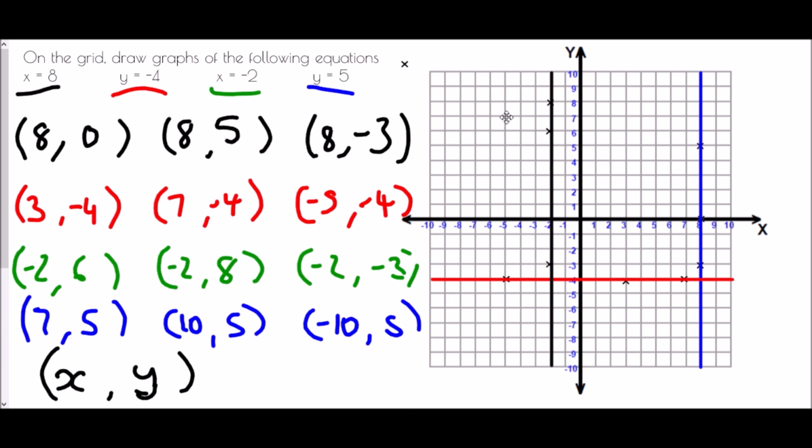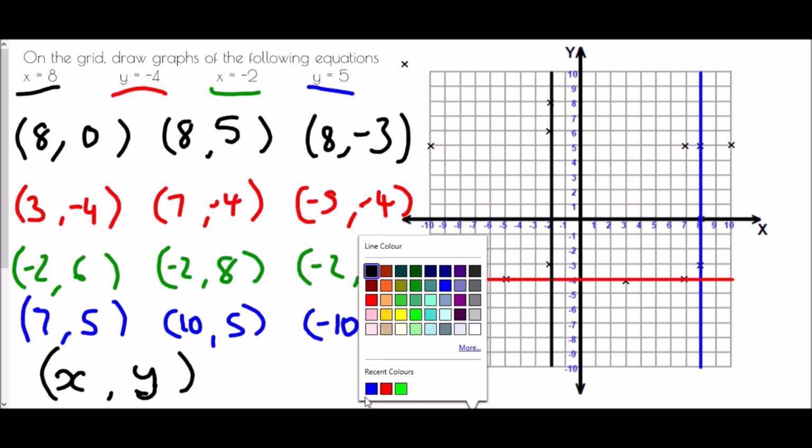So 7, 5 takes us along 7 and up 5. 10, 5 takes us along 10 and up 5. And -10, 5 takes us -10 and 5 up. And again, we get three points all in a straight line, which we can then draw all joined together.